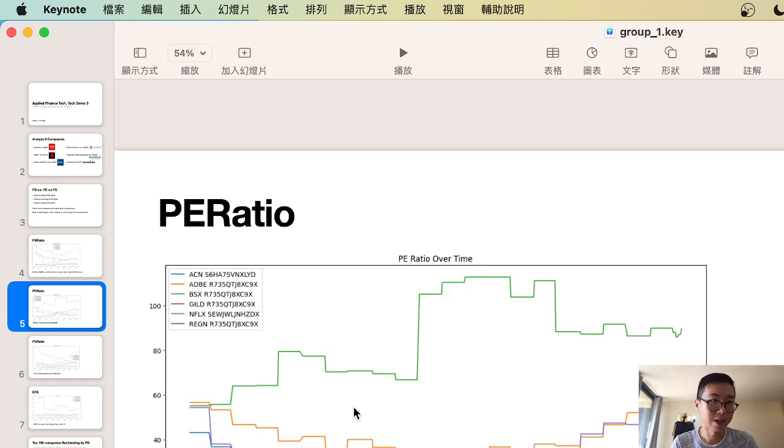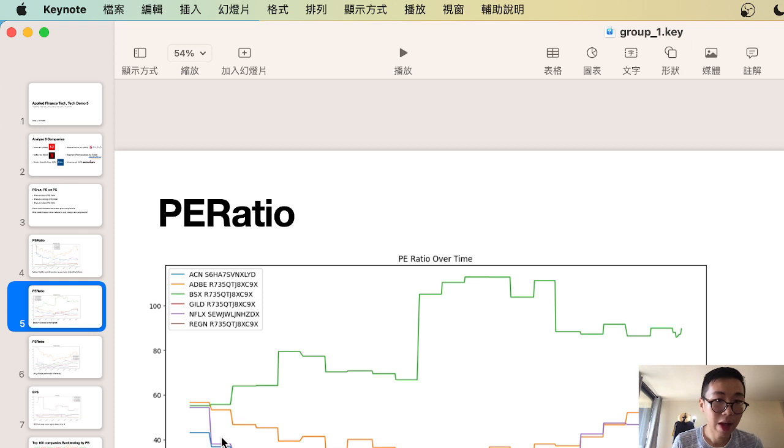Now let's see PE ratios. We can see Boston Scientific is way higher than the other five. For the other five, there's no significant difference around 2022 to 2023, as we can see here. But in the beginning of 2022, we can see Gilead and Regeneron Pharmaceutical are really low, and they are also really low right now. So the drug industry is really mature, so it probably always remains the same.